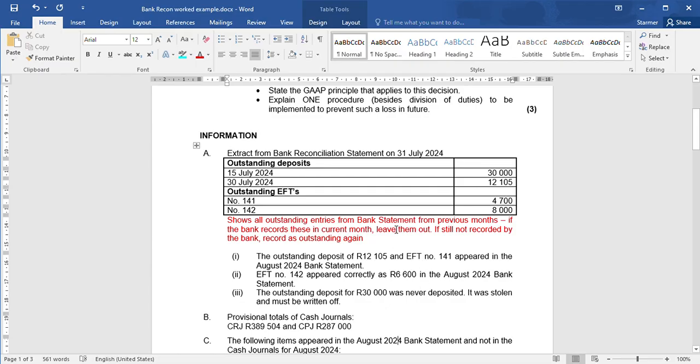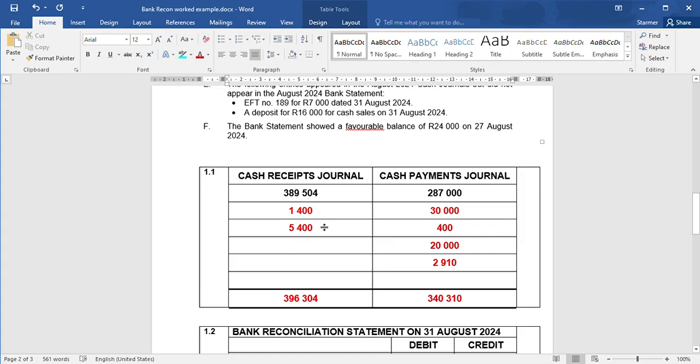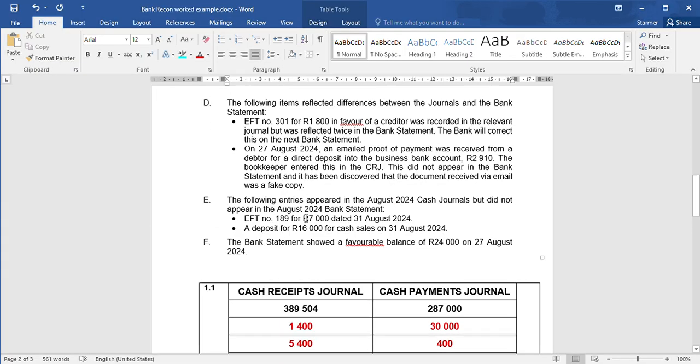When we recorded this EFT as outstanding, the amount we used was 8,000, but the correct amount is 6,600, which means the business has made an error. The business recorded a payment as 8,000. The payment should only be 6,600. In other words, we need to add back to our bank balance, and the way we do that is we record the difference over here in our cash receipts journal. So we recorded a payment as too much. To fix it, we're adding the money back to bank by recording in our CRJ.